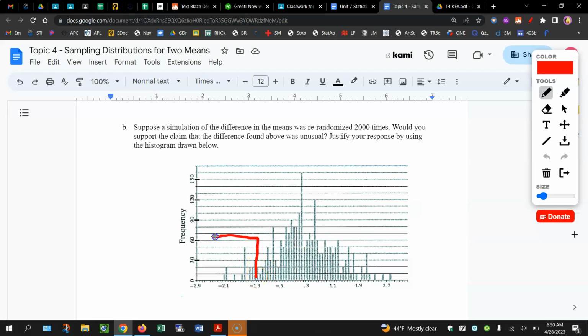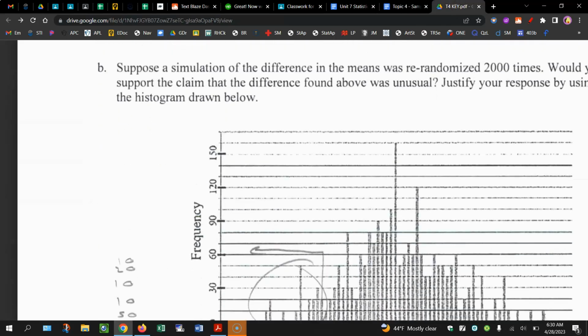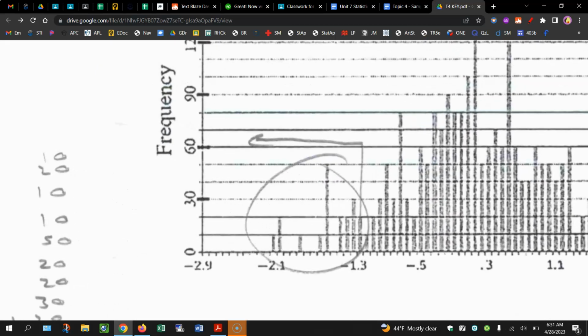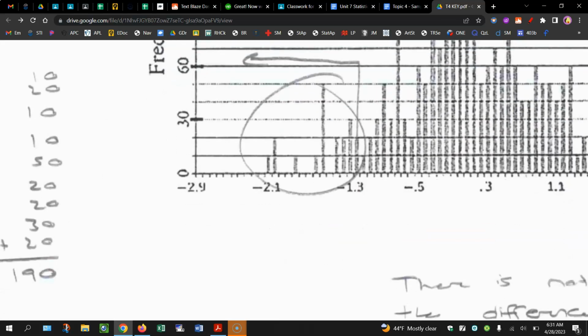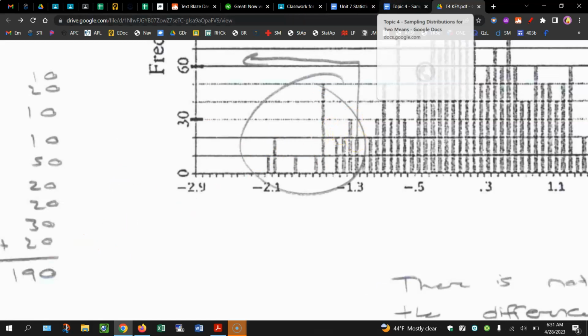So it looks like all of these that you're going to be summing up the frequencies. And it's a little tricky, but most of these are going to be 10, 20, 10, 10, 50, 20, 20, and then maybe that 30 that we're including. So let me show you here. Okay, this is a little clearer. You can see we are going to include that value here at negative 1.3. And then you'll notice here the frequencies I'm adding up. There's the 10, 20, 10, 10, 50, 20, 20, 30, 20 to get 190.